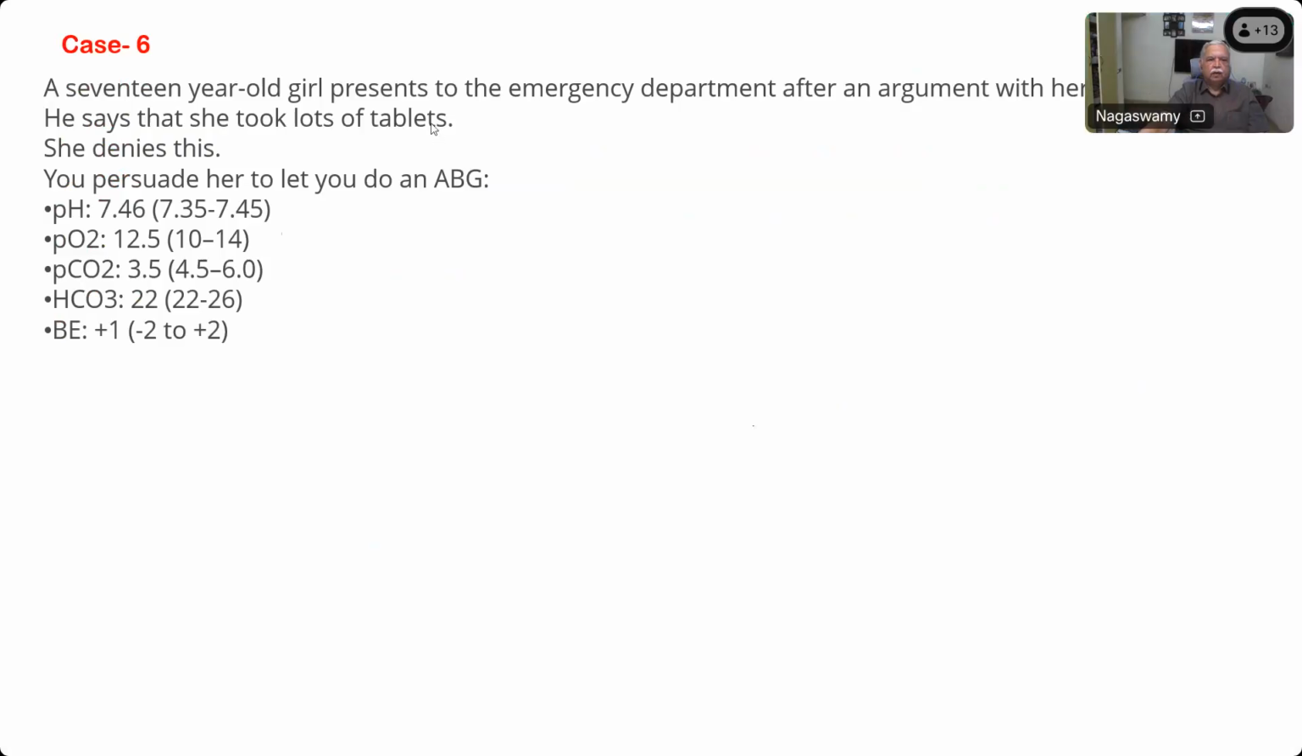A 17-year-old girl presents to emergency after an argument with her boyfriend. She says she took a lot of tablets. ABG taken shows a normal or slightly alkalotic pH. CO2 is normal, PCO2 is slightly low. Bicarb is normal. Base excess is 0.1.